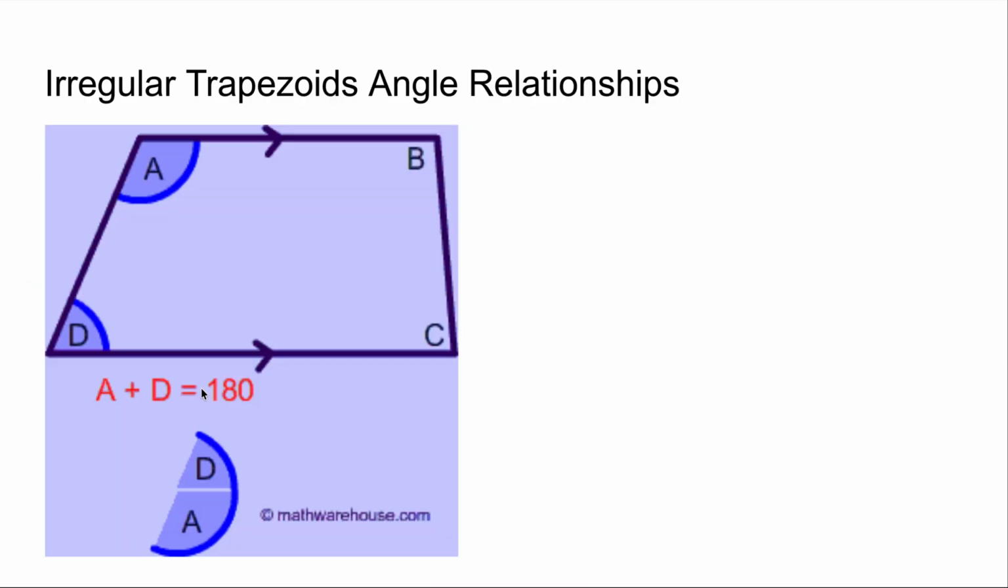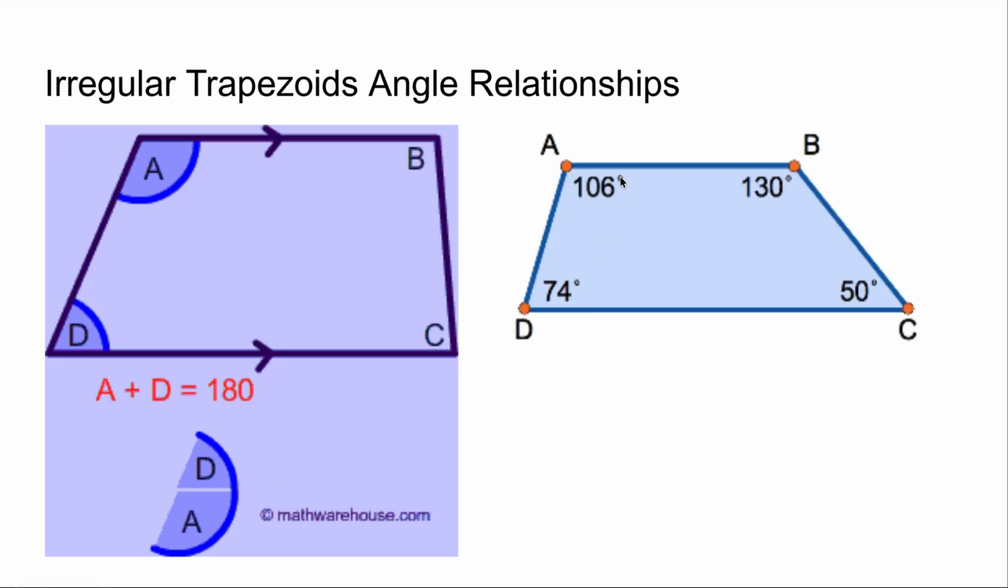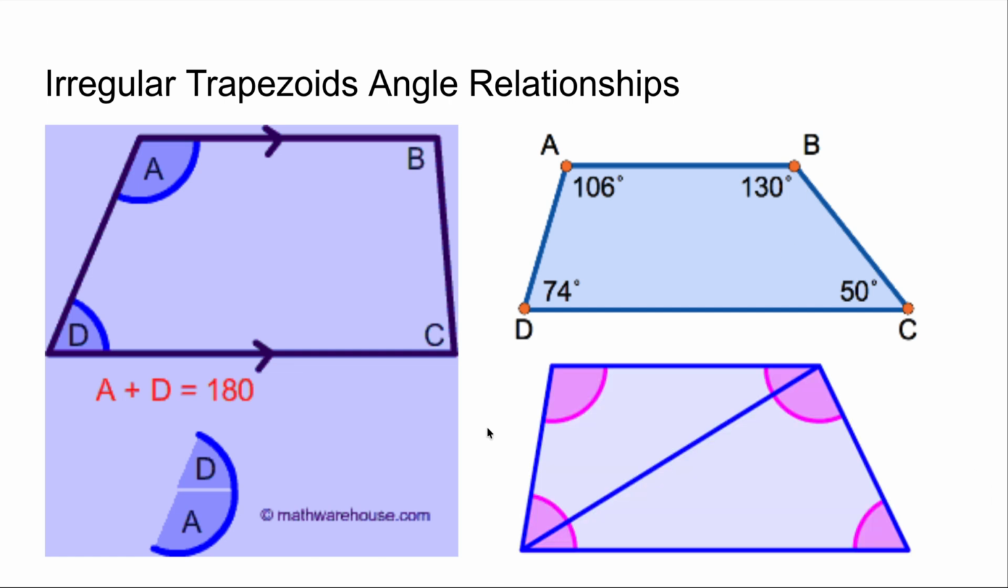Trapezoids are different, especially irregular trapezoids. So they only have one set of parallel lines, top and bottom, and so therefore they only have one relationship that is the same. These linear pairs, top and bottom, will add to 180 degrees. Here we see it again. A and D add to 180, B and C add to 180. And you can imagine this as 2 triangles, if you would like.